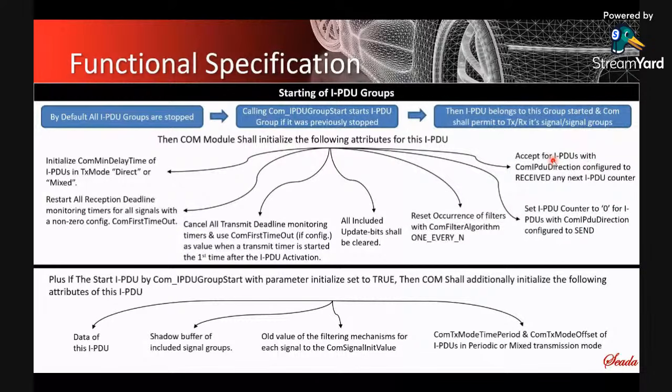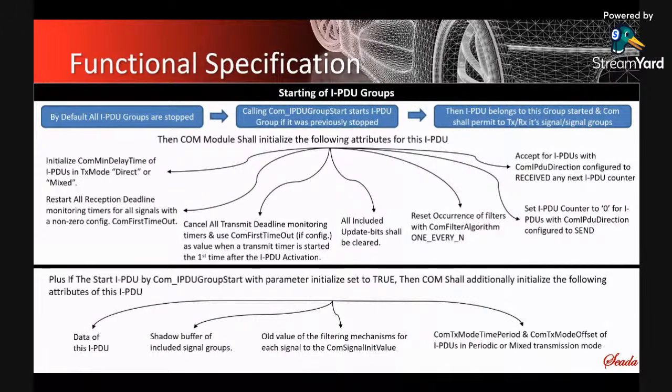You get this, okay? And according to this, something also happens to the attributes of this IBDU, like the data of the IBDU being initialized according to the signal init value, for example, and the shadow buffer for the signal groups. We're going to know what is meant by shadow buffer in the next few slides also, and also the Com transmit mode periodic, if it's periodic or mixed, and the offset of this transmission, what's happening there. Okay, this is in case of starting.